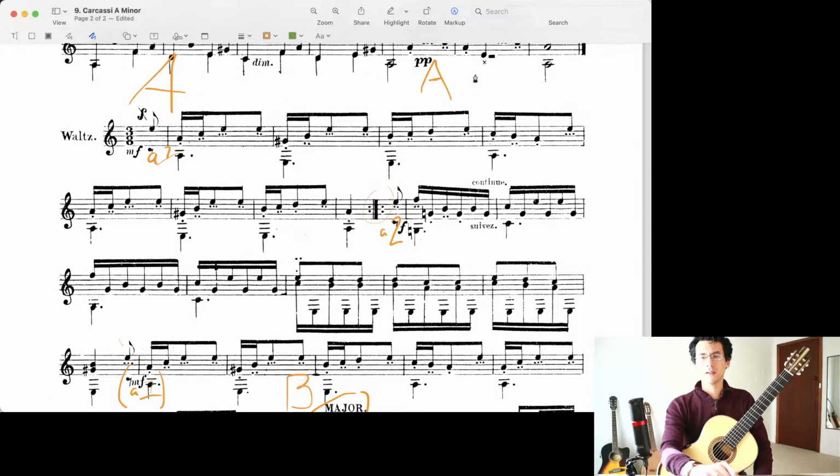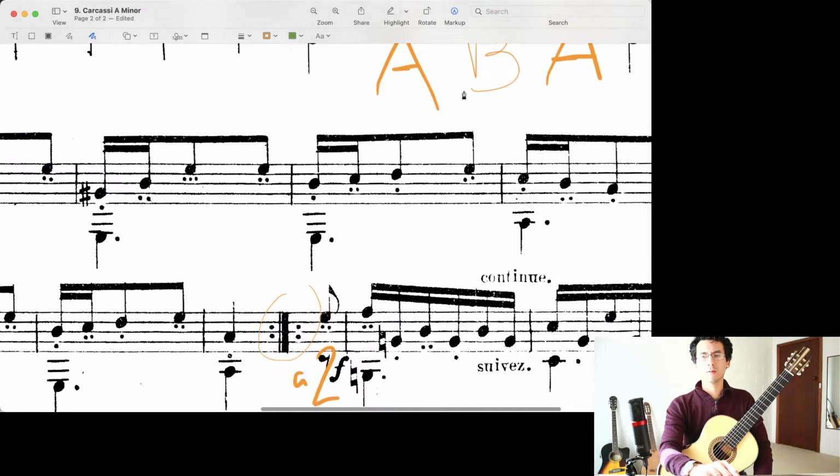So what form is the A section in? Let's write it out here. A, B, A. So I did say there's probably some embedded or nested form in there. We've got A1, and then A2, and then in brackets A1.